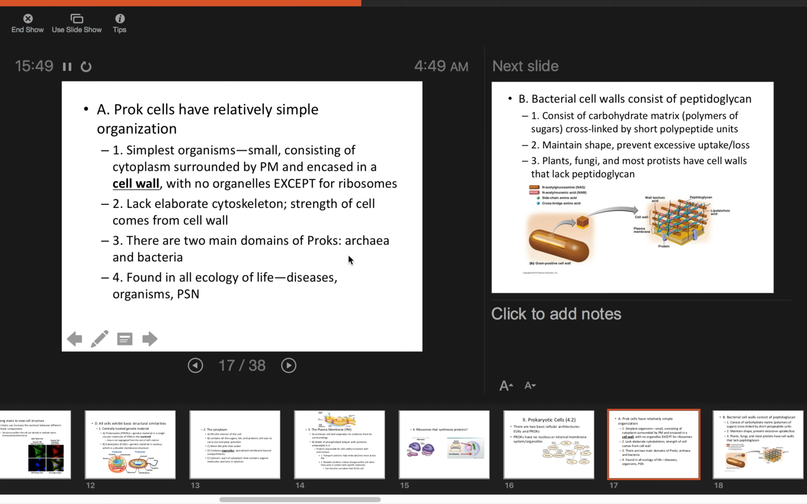Two domains of prokaryotes, archaea and bacteria, and they are found in all ecologies of life. They are responsible for diseases. They can be living things. The cyanobacteria billions of years ago are responsible for the oxygen we breathe today. So photosynthesis, that's what the PSN is abbreviated for.